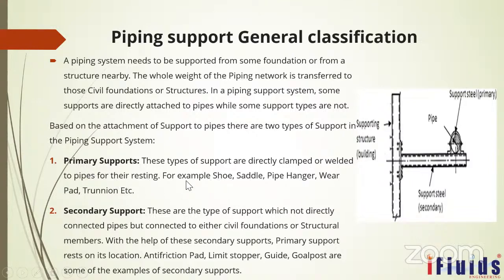Just for information, you just note down what is primary support. Whatever the support is directly clamped or welded to the pipe material itself, this is called primary support. And secondary supports are the types of support which are not directly connected to the pipe but connected to the civil foundation or structural members. For example, here you can see this is the pipe, this is the clamp support, plain clamp support. This clamp is the primary support. Where the clamp is located on the I-beam, this I-beam is called a secondary support.